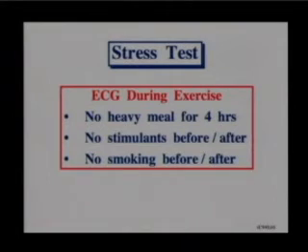Now, we also don't want a lot of smoking before and after. Of course, nicotine is a vasoconstrictor. Now, the reason we don't want the heavy meals is that when you eat a big heavy meal, that is going to require your heart to pump a lot of blood to the GI tract. So we don't want to put that kind of stress on the system with that. And of course, stimulants will increase the heart rate.